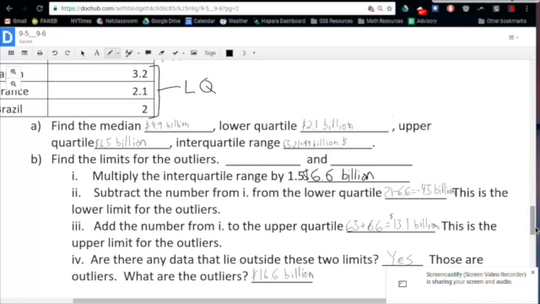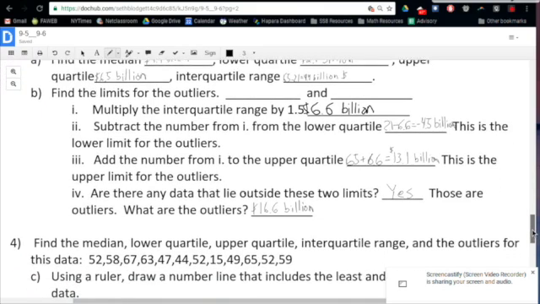There's nothing smaller than the lower limit for the outliers, but there is some data that is greater than the upper limit for the outliers, which means, yes, there is data outside those two limits, and the outlier is $16.6 billion.